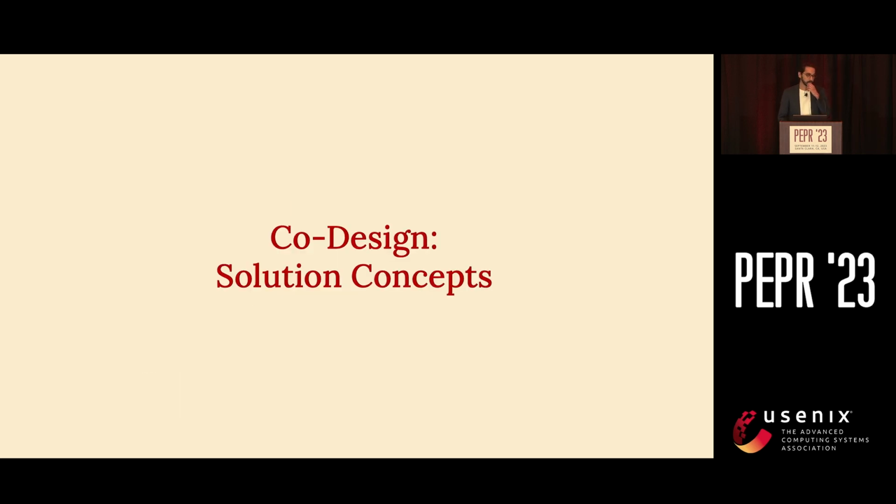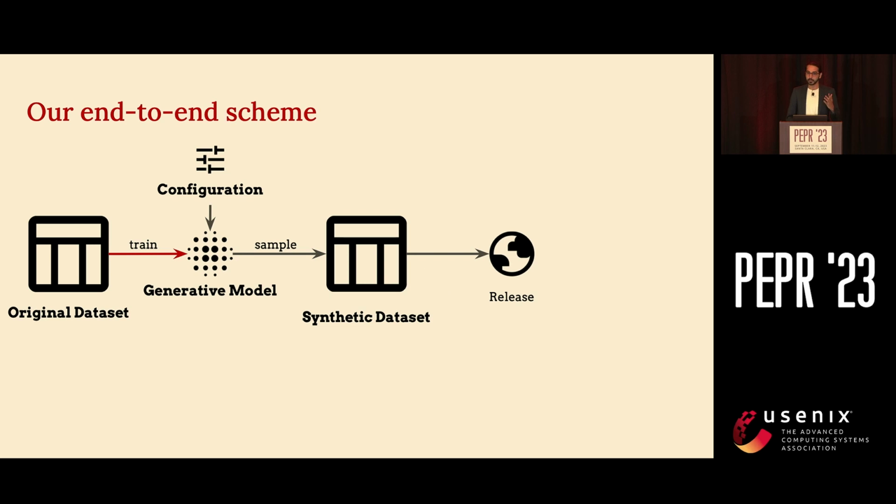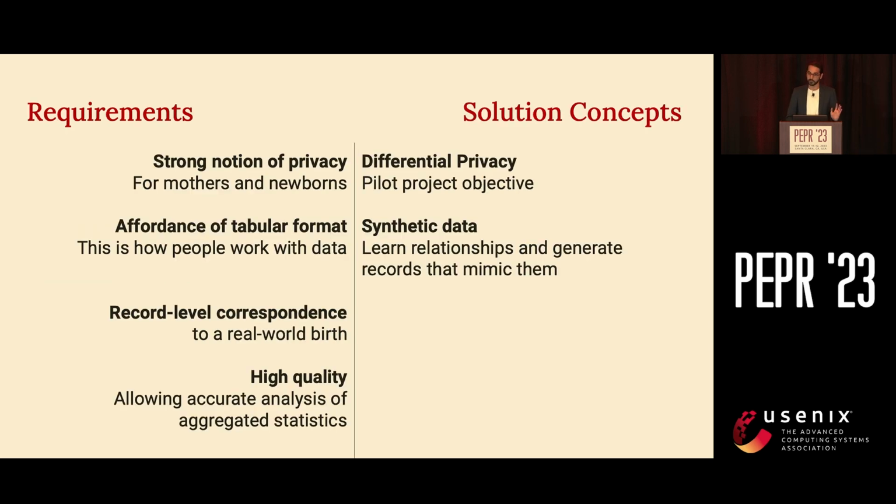So let's jump to the solution concepts, and I'm going to build it step after step, given the requirements made so far. We said we want to use differential privacy and synthetic data. So we take the original data and train some generative models, configured by model family, hyperparameters, and so forth. We sample synthetic data and release it to the world. The red arrows here mean this training is done with differential privacy. OK, so that's what we have so far.